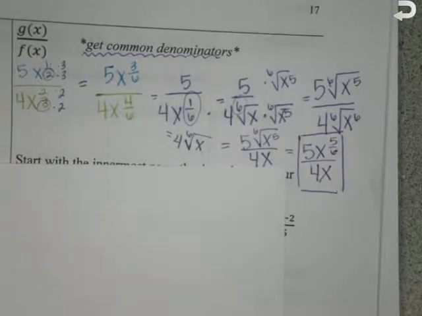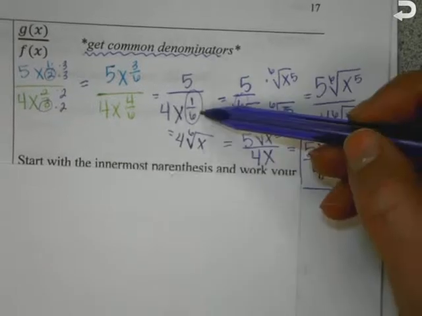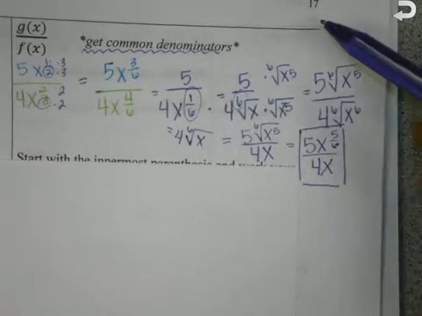Now we're all okay? So we're not allowed to have roots in the denominator. Because this had an exponent fraction, it was a root.